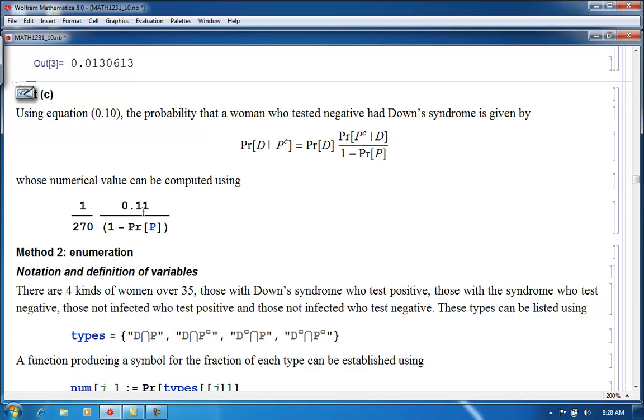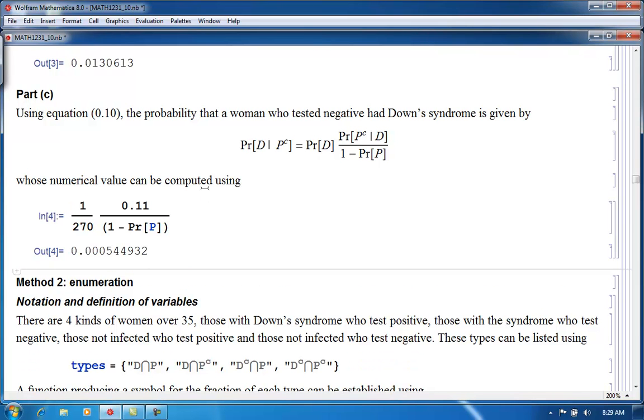So we do all that, and so it's the probability of D, times the probability that if they have it, they don't test positive, which is 0.11, and then 1 minus the probability of P. So we calculate that, and it tells us it's a very small number. So that's the way you do those problems. You just have to be very clear about what probabilities you're talking about.